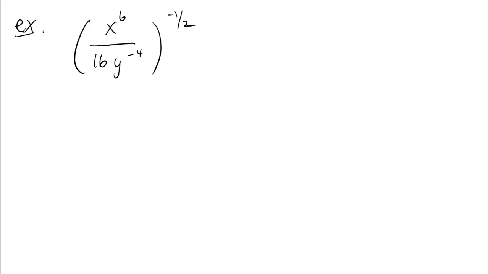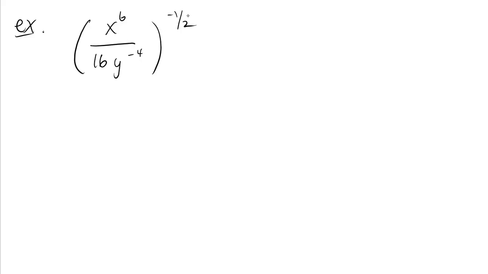One more simplification example. This says x to the 6th divided by 16y to the negative 4, all raised to the negative 1/2. There are multiple ways that you could approach it. So what I would do as my first step, and what you would do as your first step, might be different things. My first inclination is to take care of the negative exponent inside of the parentheses. You might have another idea in mind, but I want to work inside the parentheses first. That's what the order of operations would tell you to do. You don't have to start that way.